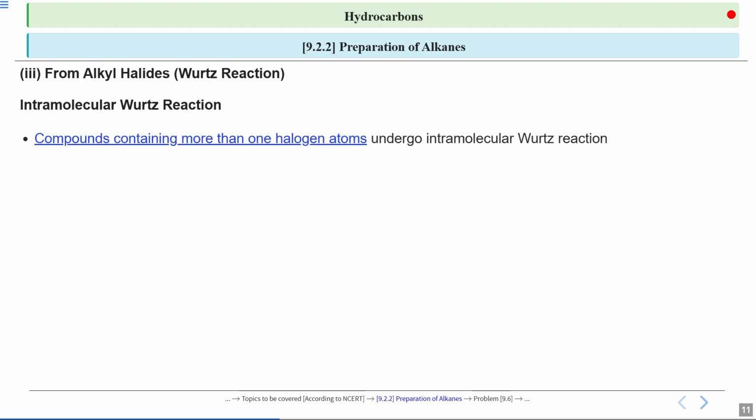Now, compounds that contain more than one halogen atom can undergo this intramolecular Wurtz reaction. This is significant because it enables the formation of cyclic compounds. This is the first case we are seeing the formation of a cyclic alkane. Cyclic alkanes are prevalent in many natural and synthetic materials. Think of it as the molecule folding in on itself to create a ring.